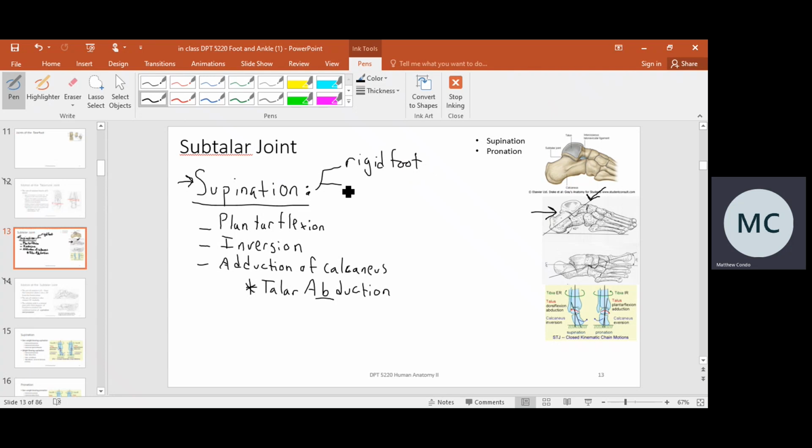Would you say that supination is going to have a very high arch or a very low arch? Who's going for high? Who's going for low? Going for high. Everybody going for low? Okay, it's high arch. Okay, so usually we see an increase in the medial longitudinal arch. Because remember, there's 3 arches.